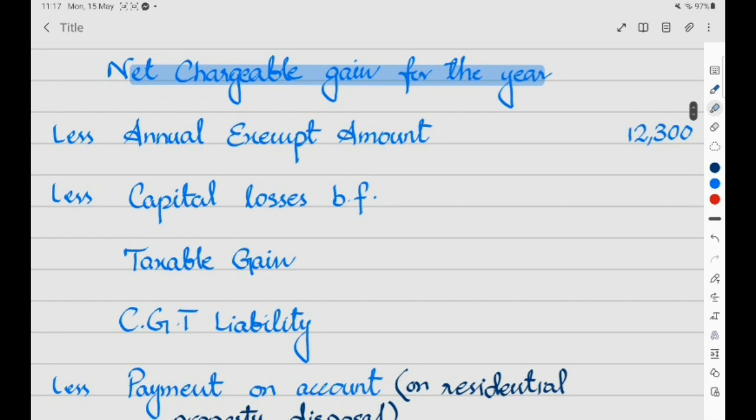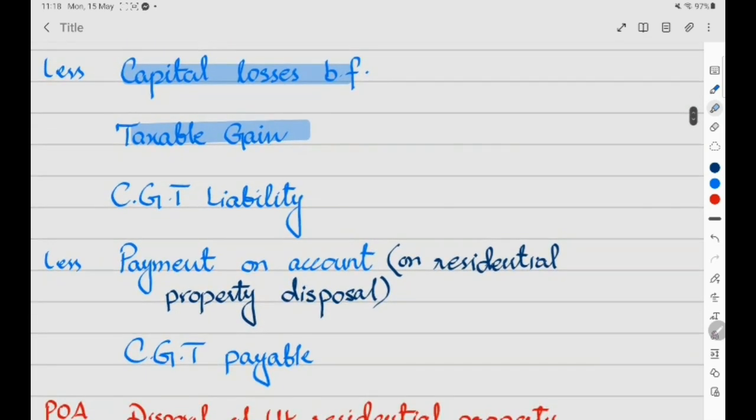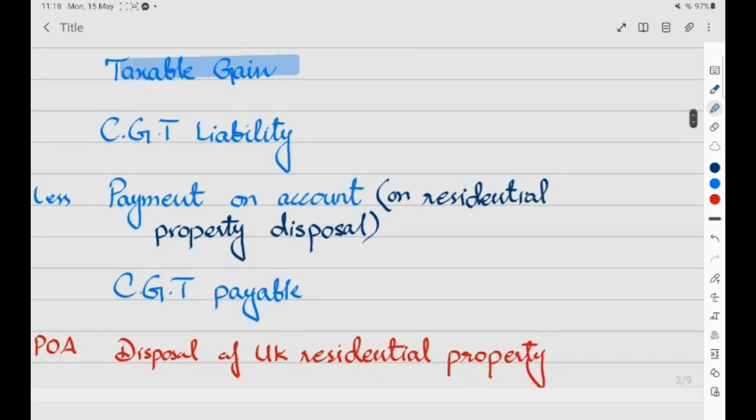Then, remember sequence-wise, you have to deduct the annual exempt amount. First calculate net chargeable gain, then deduct annual exempt amount, which for this current year is 12,300. Then if there are any capital losses brought forward, these should be deducted. Now this is the amount that is said to be taxable gain for you. Taxable gain means the amount on which you have to pay capital gain tax liability. Now capital gain tax liability is calculated in accordance with the appropriate rate, whether it is a normal rate or residential property rate, whatever.